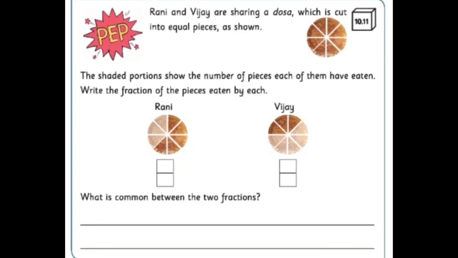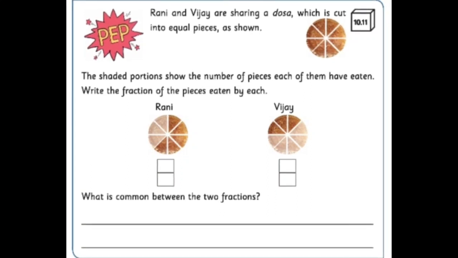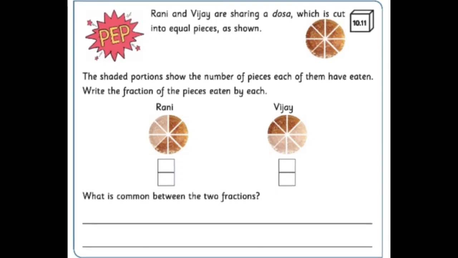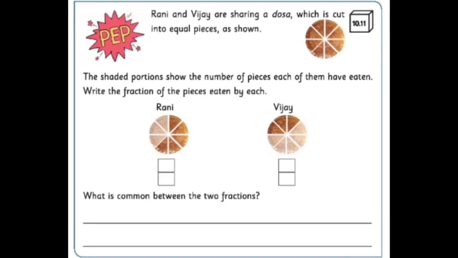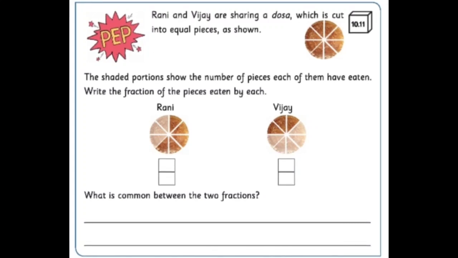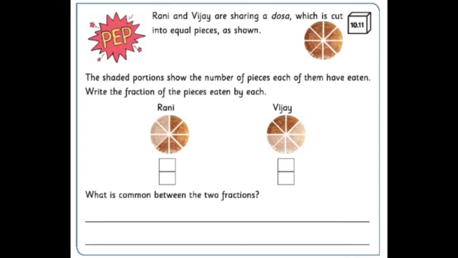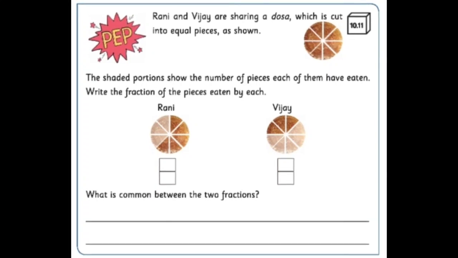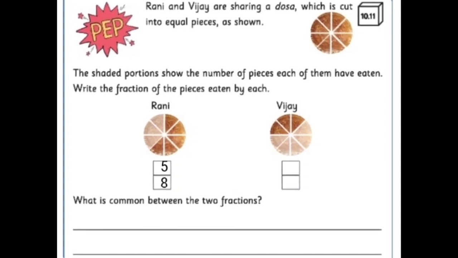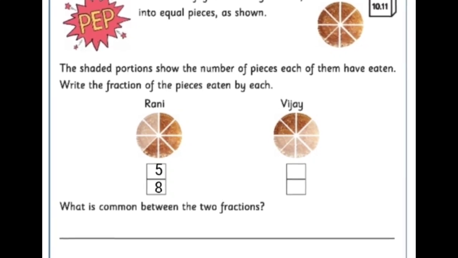The shaded portions show the number of pieces each of them have eaten. From the picture we can understand that Rani has eaten 5 pieces. Out of 8 pieces she has eaten 5 pieces, so the fraction will be 5 by 8. Vijay has eaten 3 pieces out of 8 pieces, so the fraction will be 3 by 8.